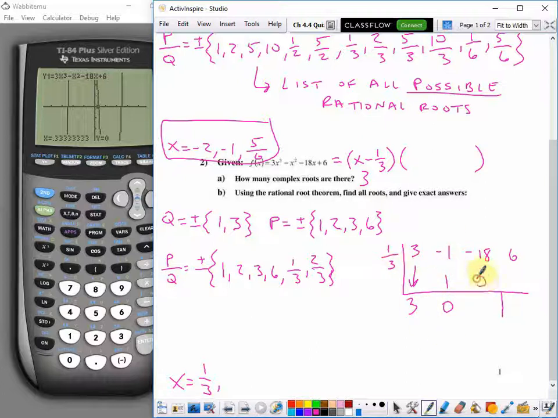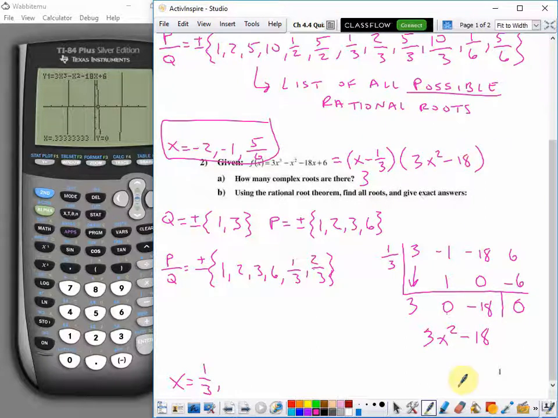1/3 times 0 is 0. Add these and I get negative 18. 1/3 of negative 18 is negative 6. I add those and I get a remainder of 0, which is good because if I'm saying that x minus 1/3 is a factor, when I divide by that factor, I better get a remainder of 0. Otherwise, I've made a mistake either in finding that factor or in my division. Okay, so I've got to have a remainder of 0 or else I've messed up somewhere. Okay, so I've got my constant, x, and x squared, so 3x squared, no x's, minus 18. That's this factor.